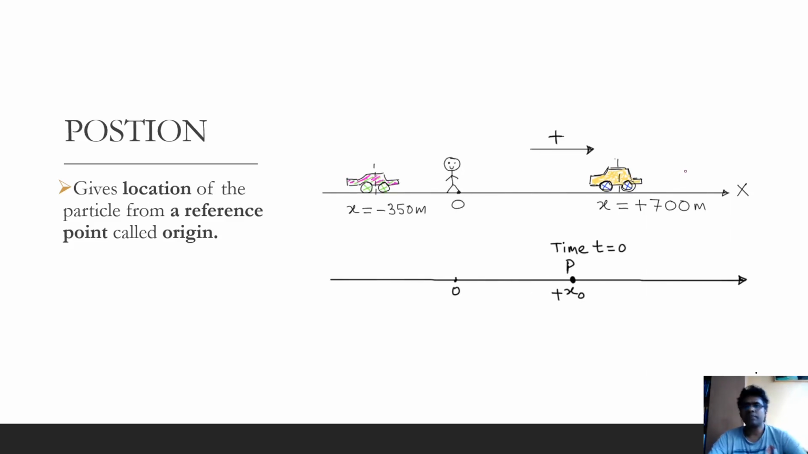So, if you look at this diagram, imagine this person standing at a point called O. If he is looking at us, there is a car on his left and there's another car on his right. Okay, so if you look at the car on his left, the position of the car is given as plus 700 meters, and the car on his right is given as minus 350 meters. So this plus and minus indicate the direction in which the cars are located relative to this person standing at the point O.